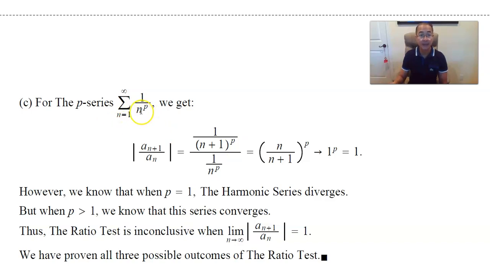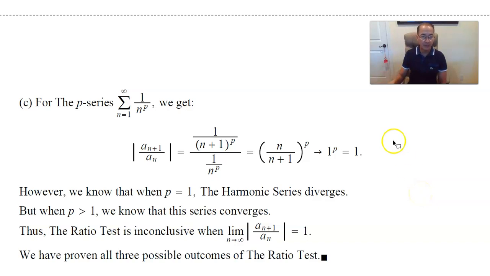Okay? n is the base, not the exponent. So we have (n plus 1) to the p over 1 over n to the p. Again, flip. We have n to the p over (n plus 1) to the p, which we can write as the quantity n over n plus 1, to the p. We know that n over n plus 1 goes to 1. p you can think of as a constant. Again, there's no n there. So that ratio goes to 1 to the p, which is equal to 1.